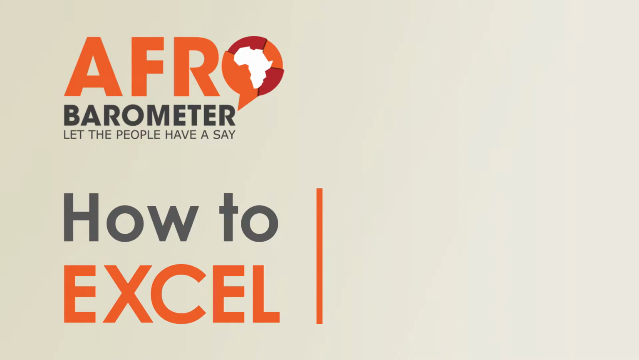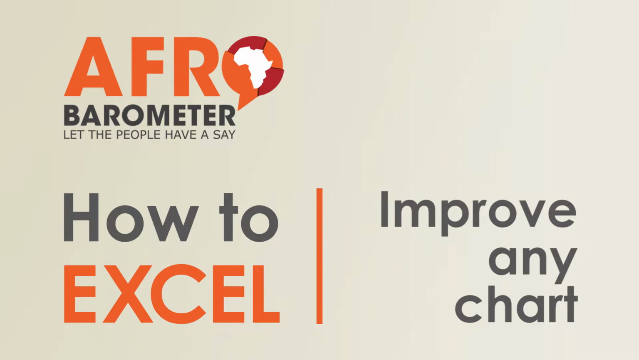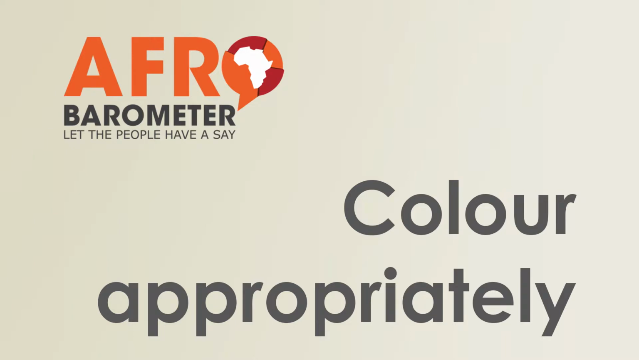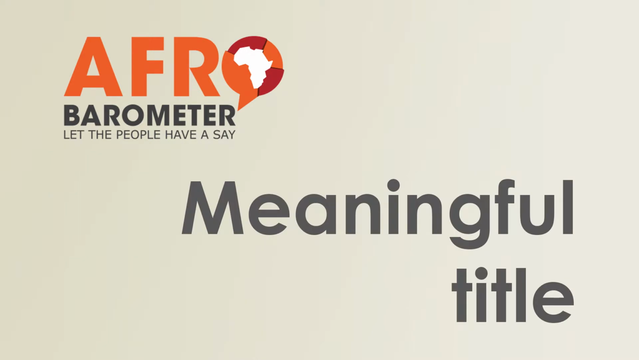In this first lesson of How to Excel, we'll look at 3 simple ways that you can use to improve any chart. When it comes to working with charts in Excel, there are 3 easy steps that you can take to improve any chart. The first is to edit. The second is to color appropriately to help tell your story. And the third is to find a descriptive title that also helps to tell your story.